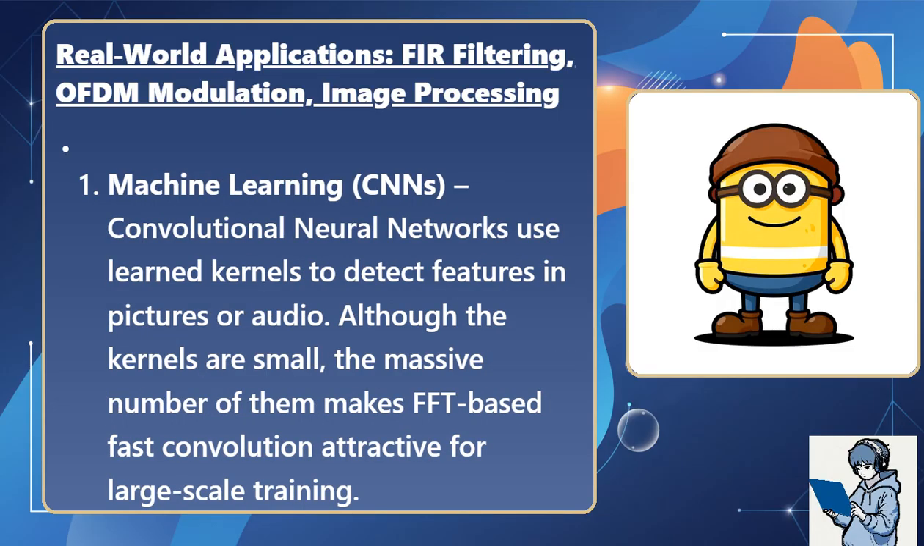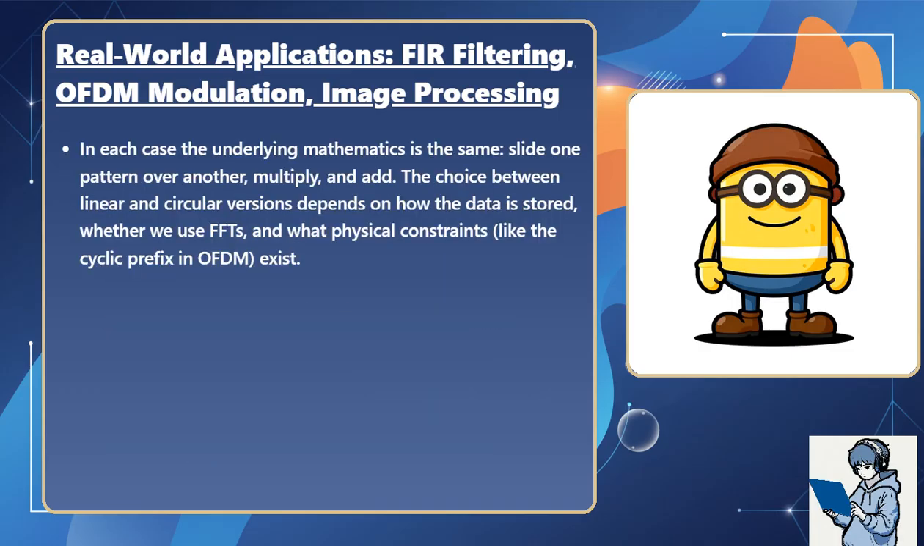Number 5. Machine learning. Convolutional neural networks use learned kernels to detect features in pictures or audio. Although the kernels are small, the massive number of them makes FFT-based fast convolution attractive for large-scale training. In each case, the underlying mathematics is the same: slide one pattern over another, multiply and add. The choice between linear and circular versions depends on how the data is stored, whether we use FFTs, and what physical constraints like the cyclic prefix in OFDM exist.